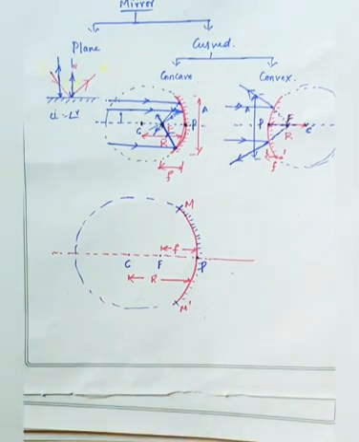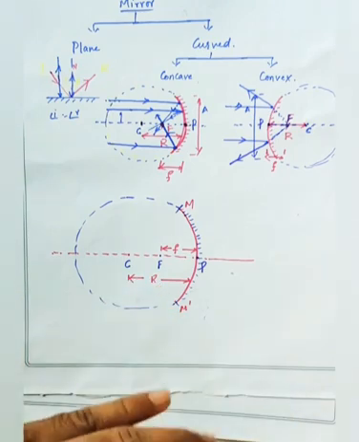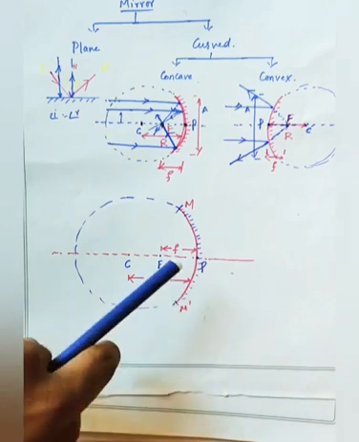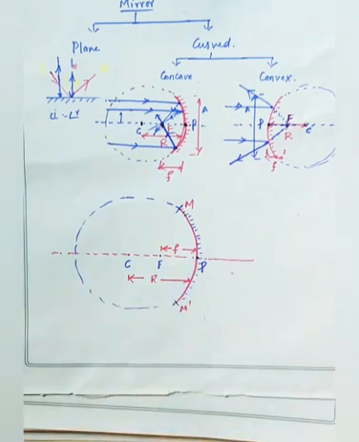But in the previous video, I showed that even diffused reflection holds good the law. So what about this case? Even in this case, in both concave and convex, the law of reflection always holds good. Let us see that now.